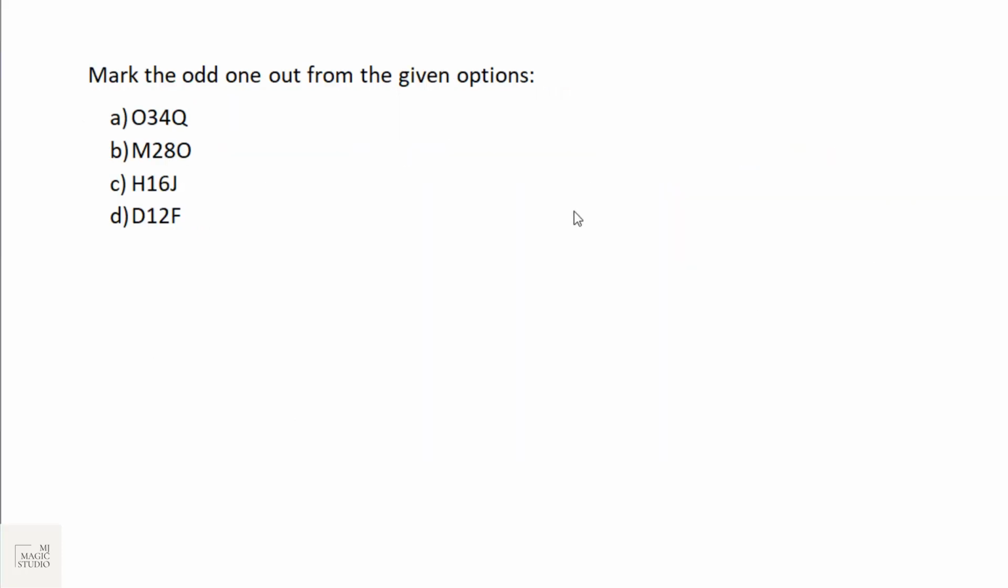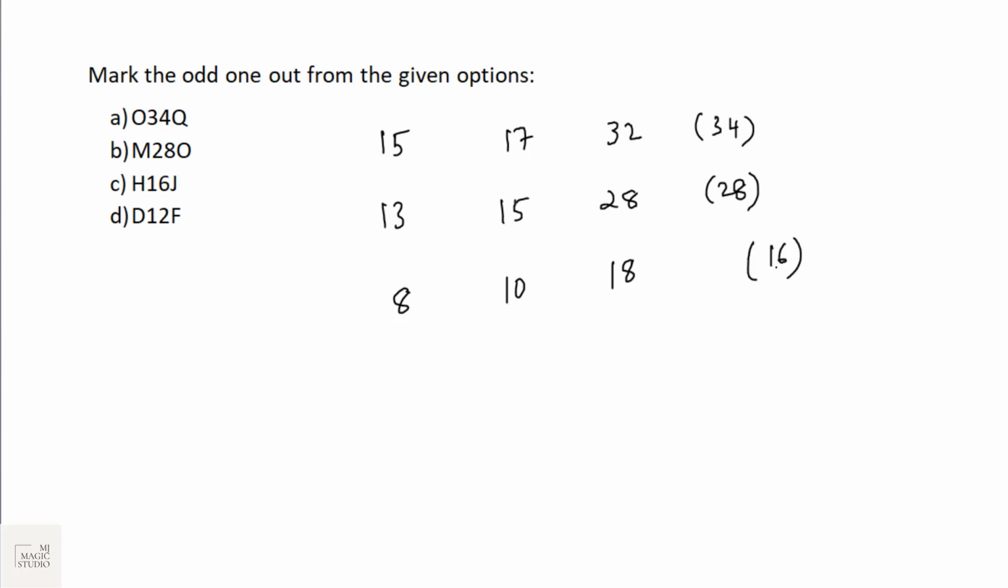So now next few questions from classification, odd one out. Mark the odd one out. OQ, and I'm very keen on writing these position numbers. O is 15, Q is 17, and 15 plus 17 is 32, given as 34. M is 13, O is 15, 15 plus 13 is 28 and given as 28. H is 8 and J is 10, that is 18 and given as 16. D is 4, F is 6, that is 10 but given as 12.